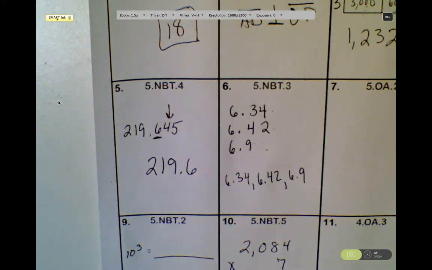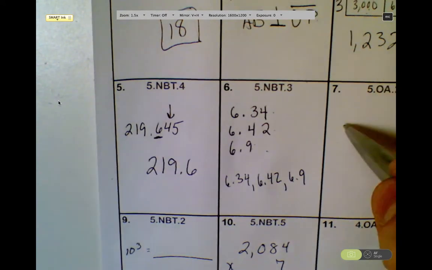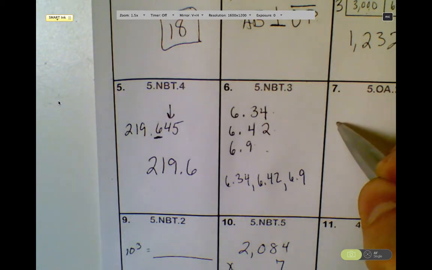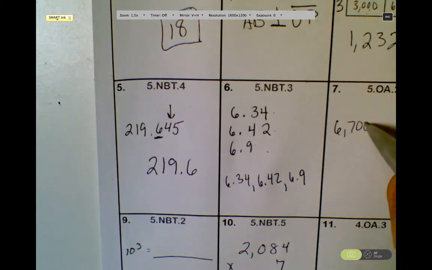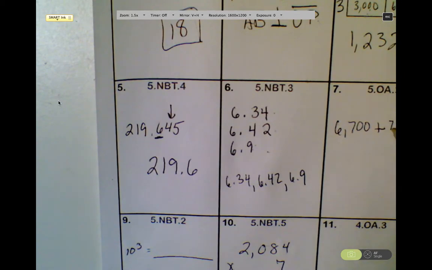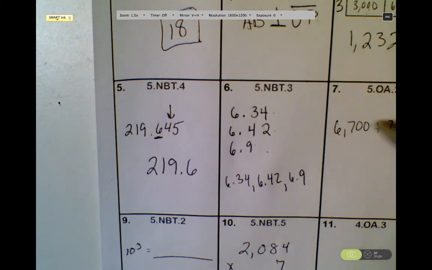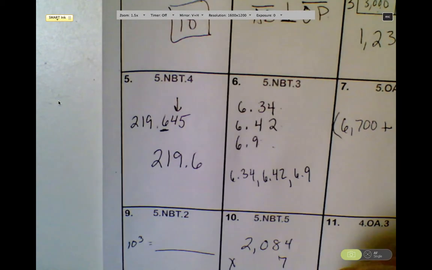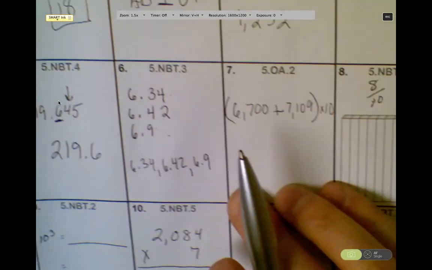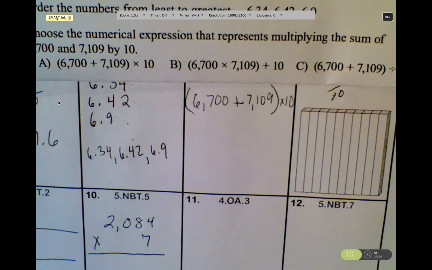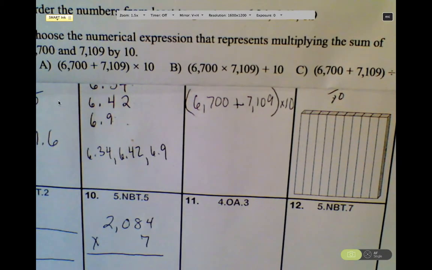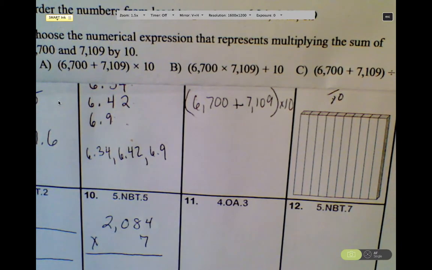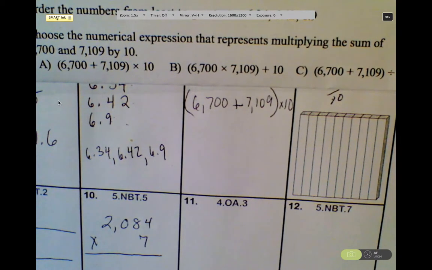Number 7, choose a numerical expression that represents multiplying the sum of. Sum means addition. So 6,700 plus 7,109, and I'm going to take that sum and then multiply it times 10. If I take a look at my options here, it looks to me that letter A is the correct answer.